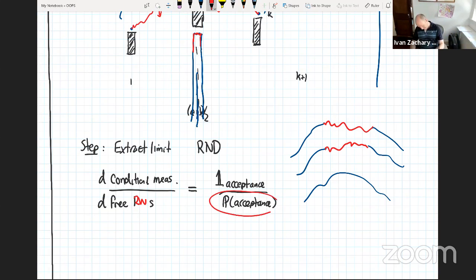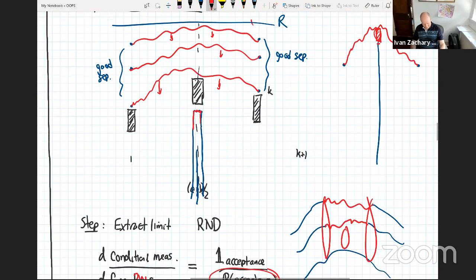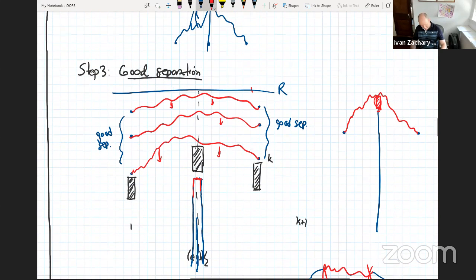Now, what I claim is that once I know separation, so if I have good separation between the paths, then that implies tightness of the acceptance probability. Right? And that's just because once I have these sort of blockers in place, the argument goes that I can basically deterministically force my paths into regions where I won't intersect.